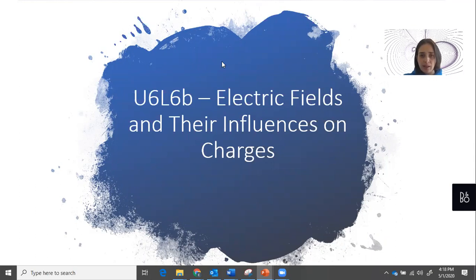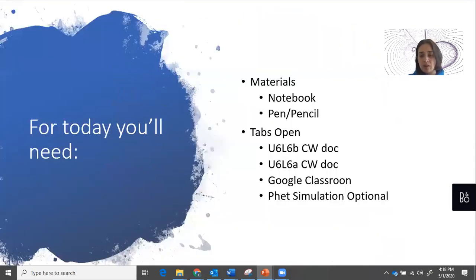So for today, you are going to need your notebook and a pen and pencil. And then in terms of tabs open, you should have both today and yesterday's classwork document open. The reason why is because we will be referring to yesterday's classwork in order to answer today's exit ticket. Since both lessons are connected, we can't forget what we learned yesterday.